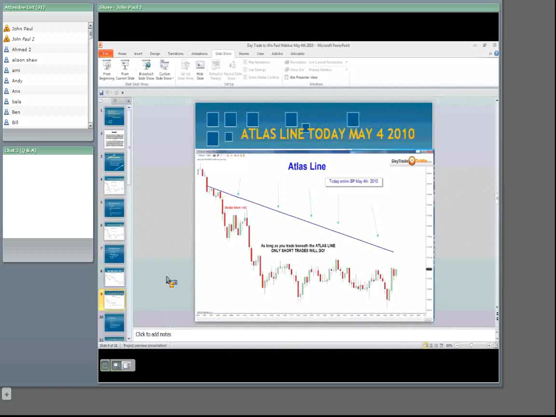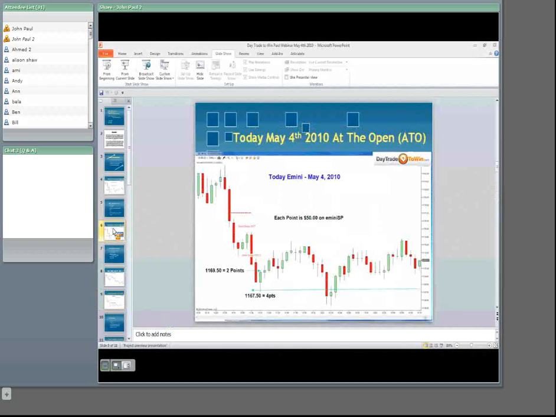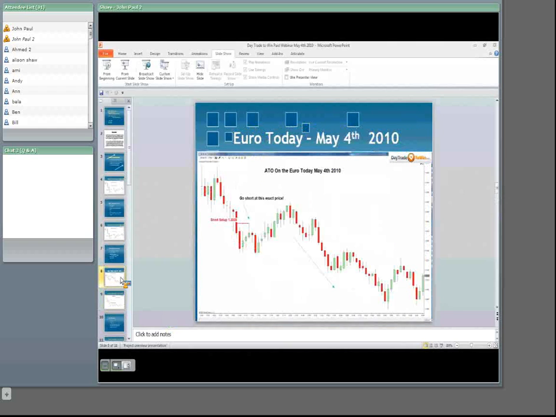So let's get back to where I was here. This is the E-mini. This is the Euro. And let's take a look here. Any questions on the ATO, guys, that I can help answer?